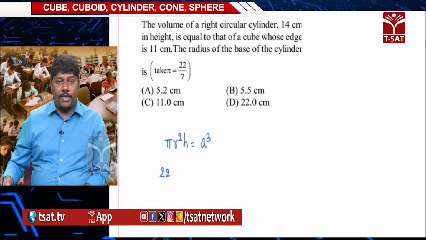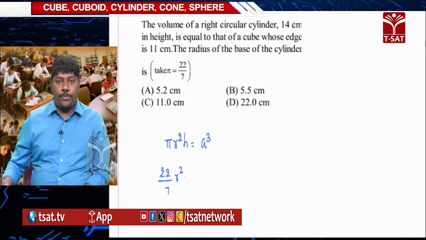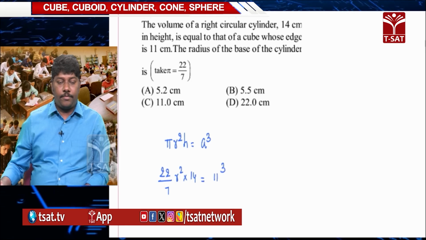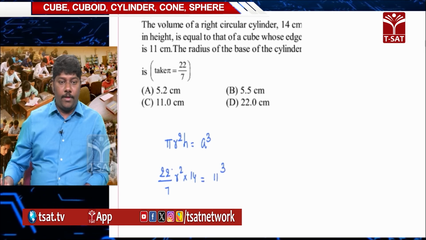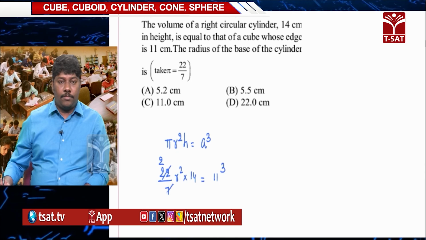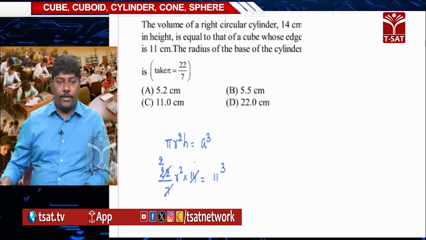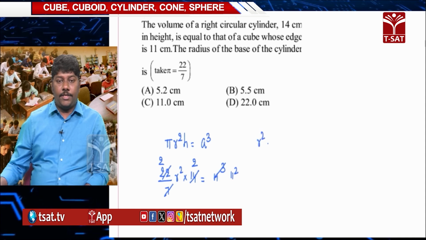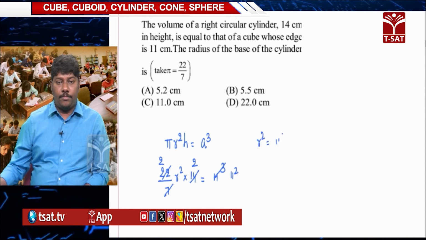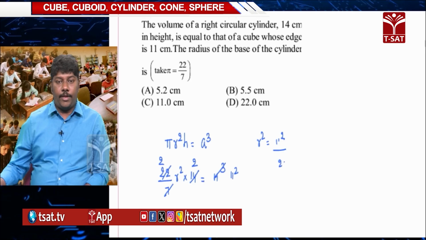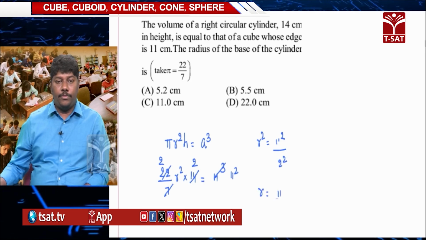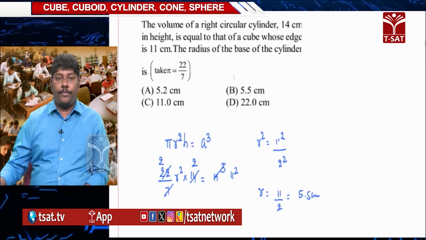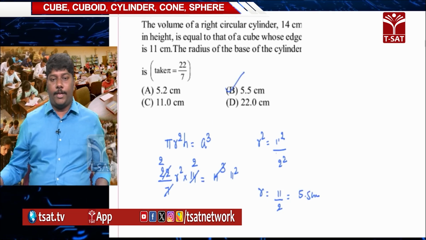Pi means 22 by 7. R square, let it be r square. Height is 14. Cube edge is 11 cube. 1 11, 11 twos. Then after you got 2 here. So 11 square will be left out. Now r square is equal to 11 square by 4. 4 means 2 square. Now r is equal to 11 by 2, which is 5.5 centimeter. The answer is 5.5 centimeter.